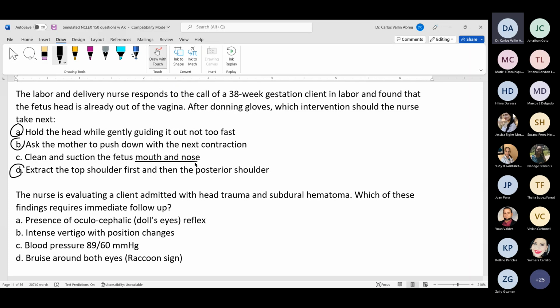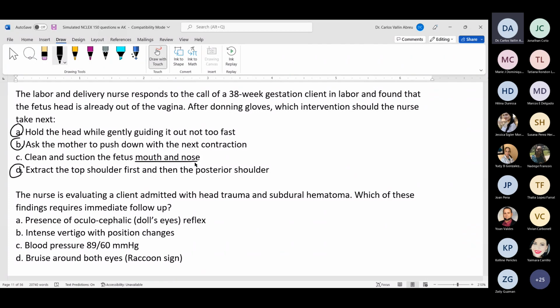The baby will rotate alone without your movement. The baby will take out first the anterior shoulder and then the posterior shoulder. You don't need to do that. Of course, if you have an expert midwife, she can do that very quickly because she knows what is going to happen. But you don't need to do anything.